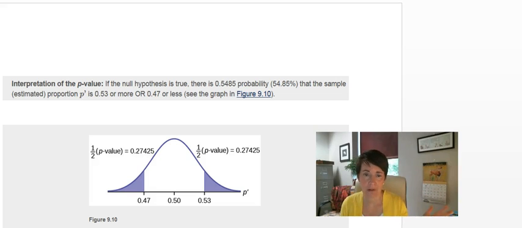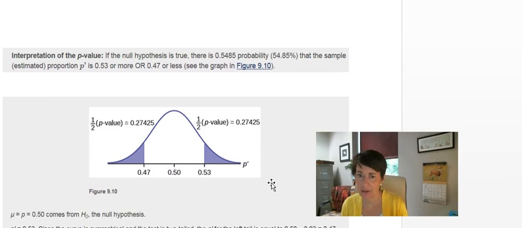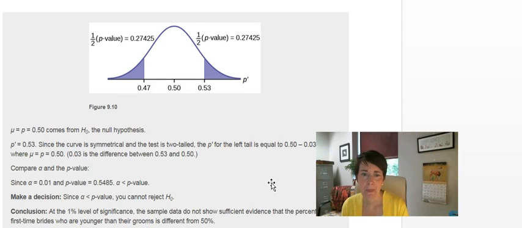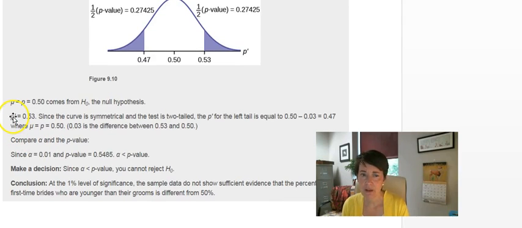0.274 in the first, and same in the last. So that is what this graph looks like, and I think it's very helpful to have the graph to explain it. So here we have that mu equals p, which equals 0.5, and it comes from our null hypothesis. P prime is 53. Since it's a symmetrical curve, it's two-tailed, and we have equal distance here. We added 3 and we subtracted 3, and we discovered what is the area under the curve.